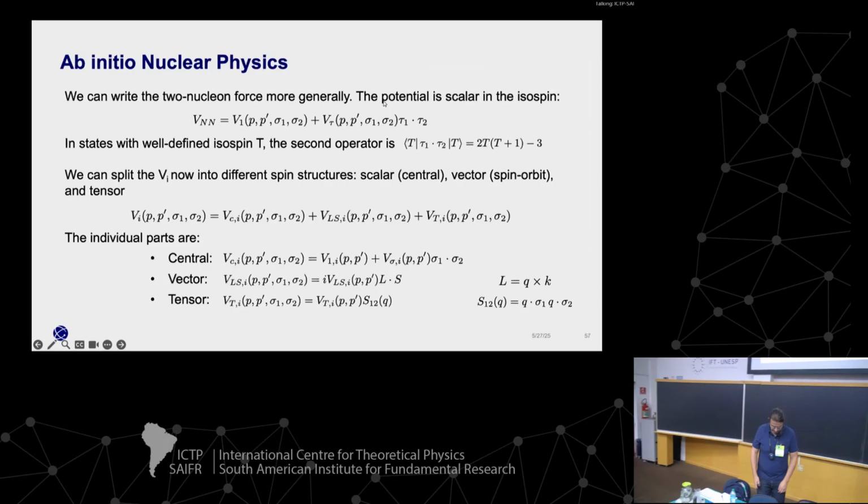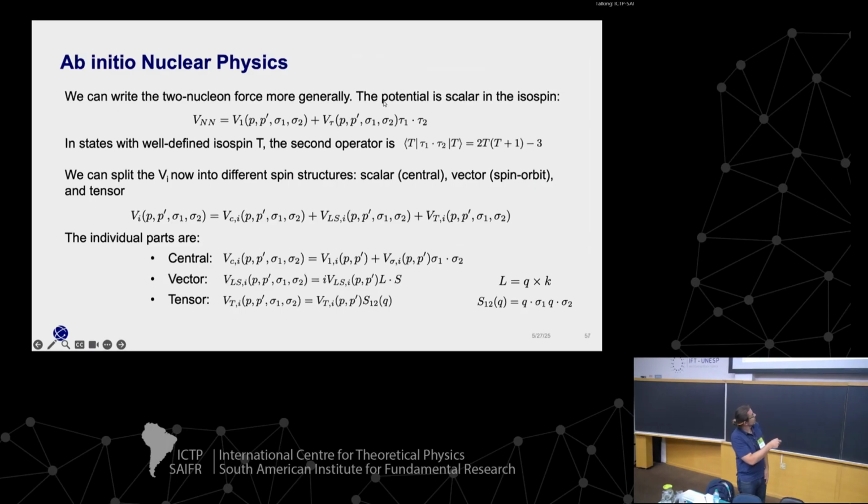And yeah, so this is, let's say, the most general form that the nuclear potential can have, at least up to a certain quality of nuclear interaction, let's say. Okay, any questions up to here? Okay.